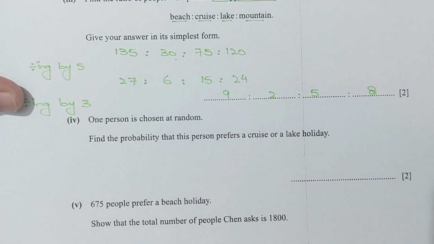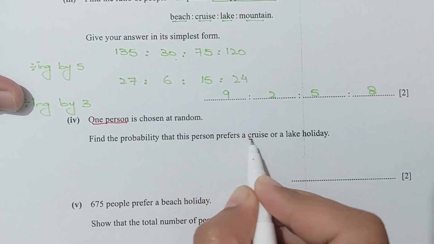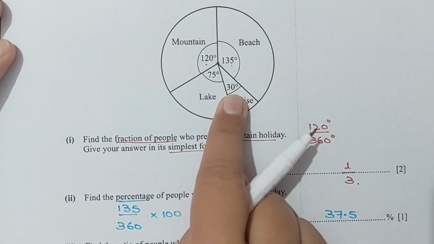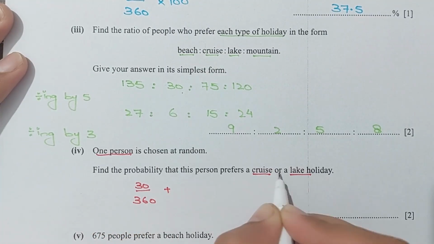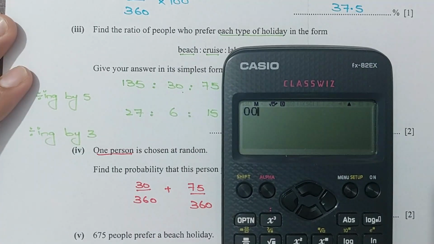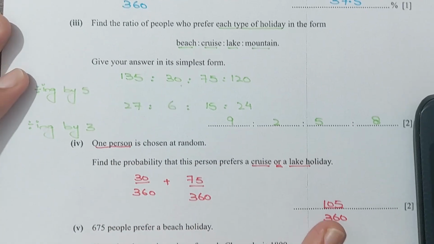Number 4, one person is chosen at random, only one person. Find the probability that this person prefers a cruise or a lake holiday. So cruise is 30, the lake is 75. The cruise holiday is 30 out of 360, or means add the lake holiday, 75 out of 360. So 30 plus 75 is 105 out of 360. 105 over 360. We do not convert it into simplest form because they are not asking for it.